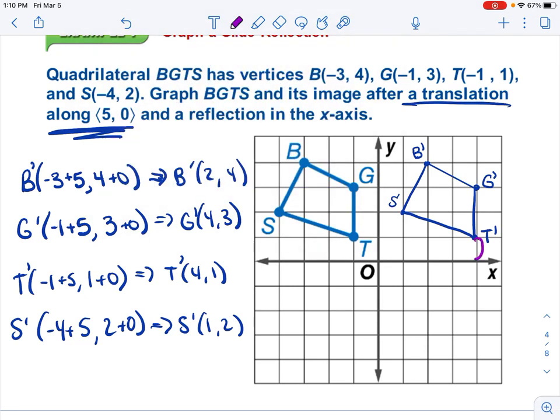Now, reflections weren't too hard. You just counted to your x-axis and then counted that same amount on the other side. So I'm going to do that. Make sure it is the x-axis. It's the one labeled x that we are reflecting over right here. So G is 3 away, so I'll count 3 on the other side. And I'm going to mark these with double prime.